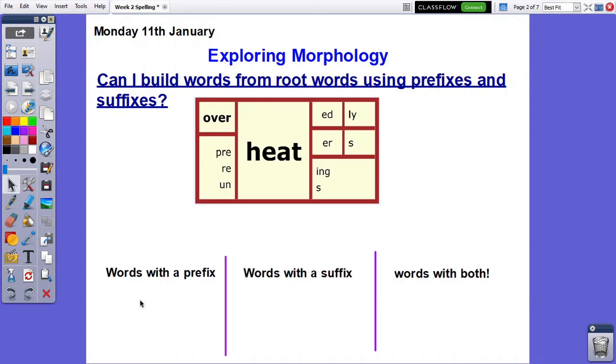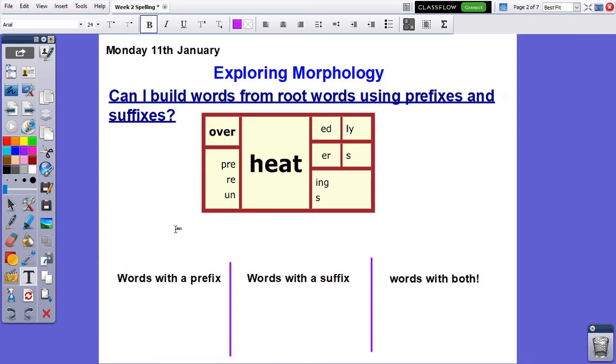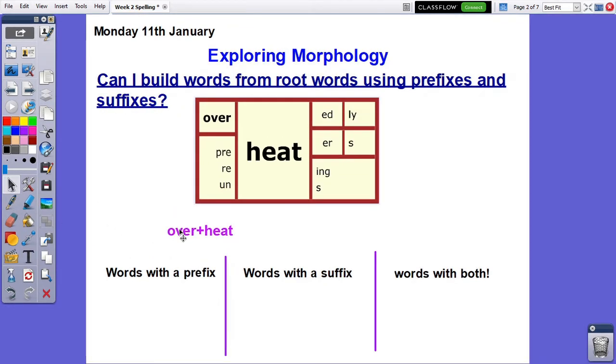Okay, so what I would like to model with you here, and this will lead into what you're about to do on your independent task, is using the matrix, and hopefully people can remember how to do this. We are going to make up words using the parts of words that we have here. So I might start by thinking, okay, well I could make the word over using that prefix and put it with, and if you remember we use the addition sign, heat. Okay, so that word that I have just made there, overheat, for example, you might overheat in the hot sunshine in the summer, not like today.